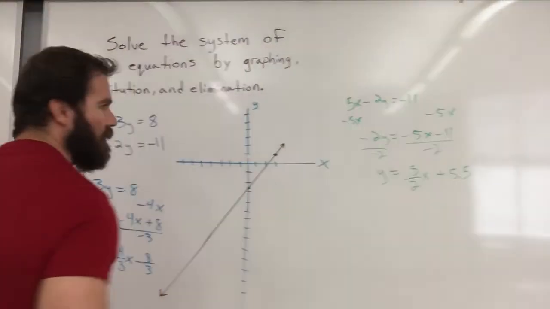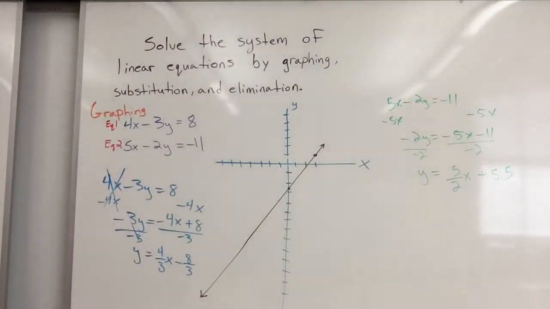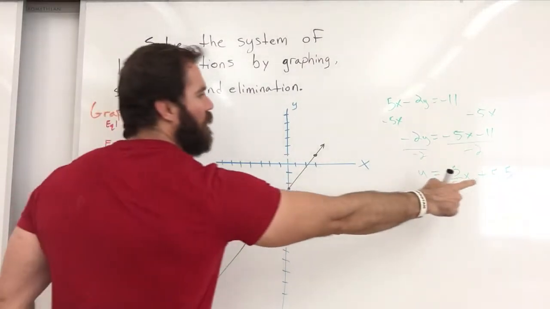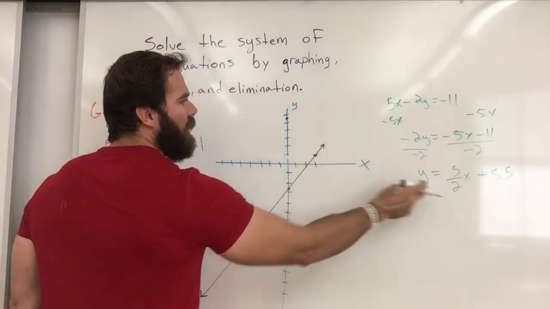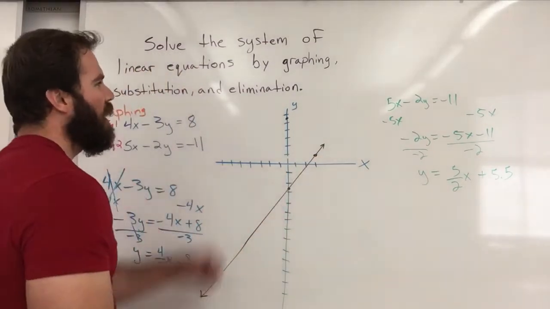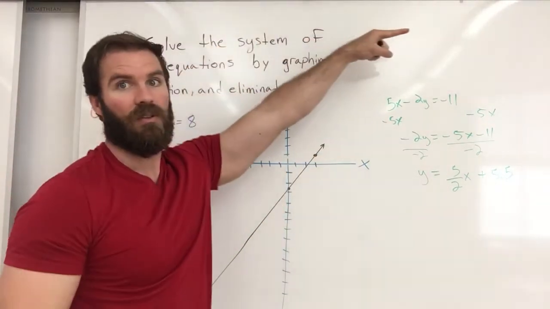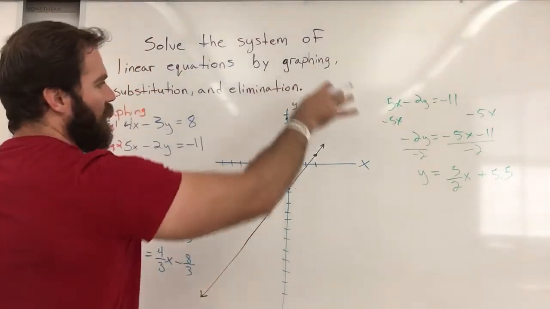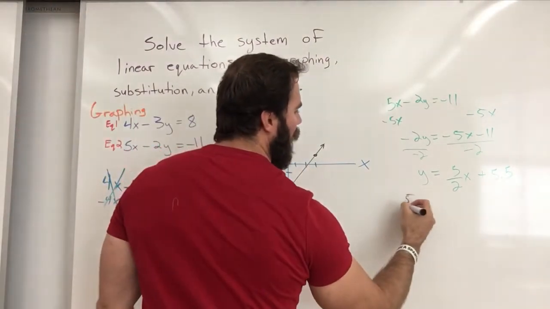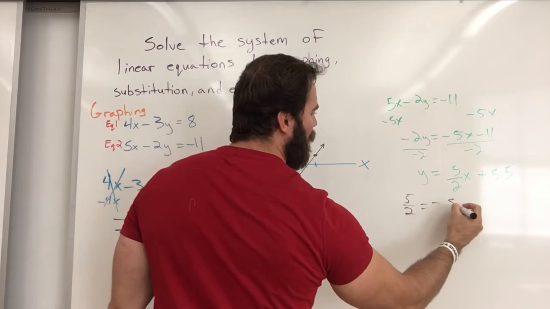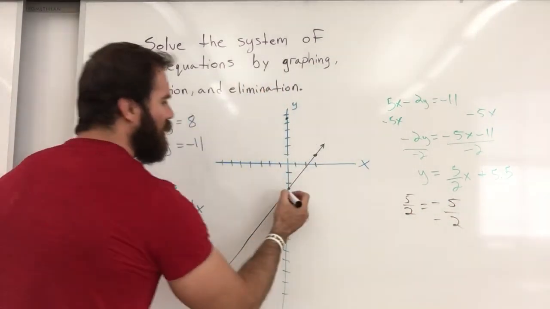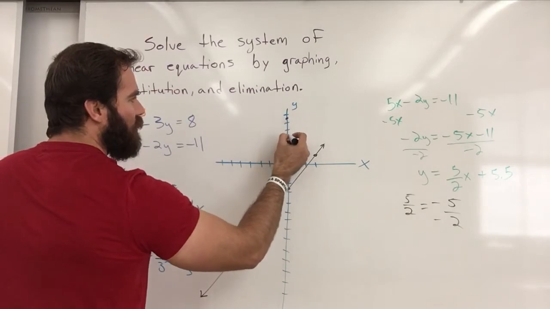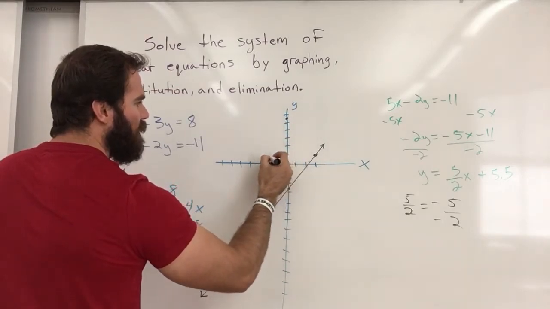Okay, so let's graph it. Y-intercept, 5.5. 1, 2, 3, 4, 5.5 on the y with the slope of 5 over 2. Now we'll be going up 5 and over to the right 2. But that's going to go off my graph. 5 over 2, you guys, is the same as -5 over -2. So I can go down 5, 1, 2, 3, 4, 5, and to the left 2.